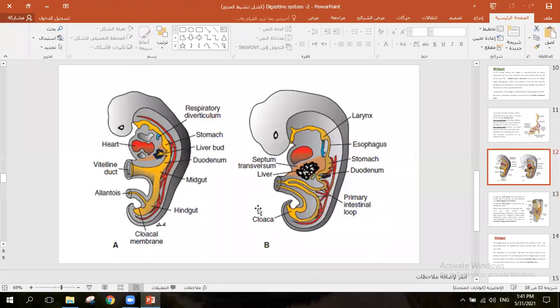Cephalic portion of the primary intestinal loop will give rise to the following: terminal part of the duodenum, jejunum, and part of the ileum. On the diagram, this is the cephalic portion of the primary intestinal loop. It gives rise to what? The terminal part of the duodenum, this whole part I call jejunum, and here a portion of the ileum.